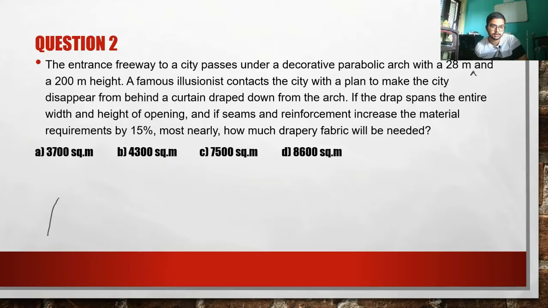So he says there is a parabolic arch, whose height, say it is A, that A is 200 meters, and there is a base, its base is B, and this B is equal to 28 meters.